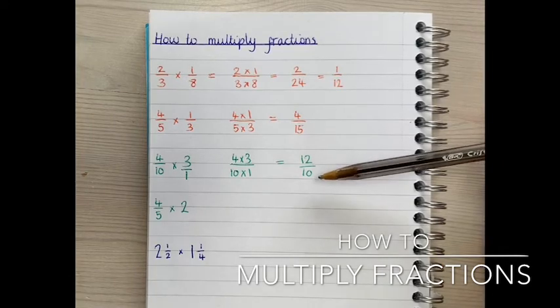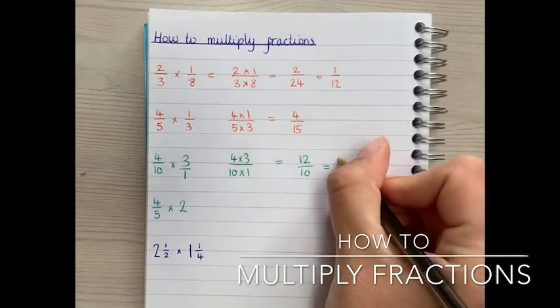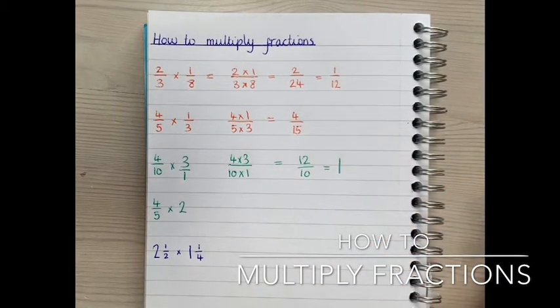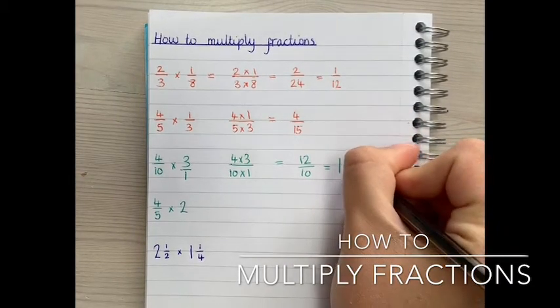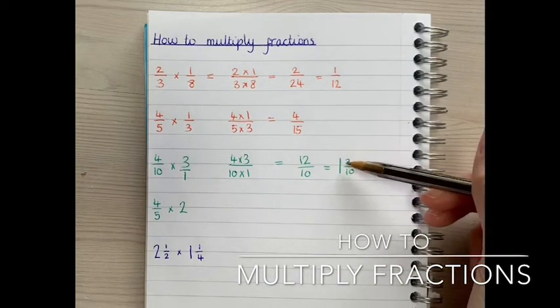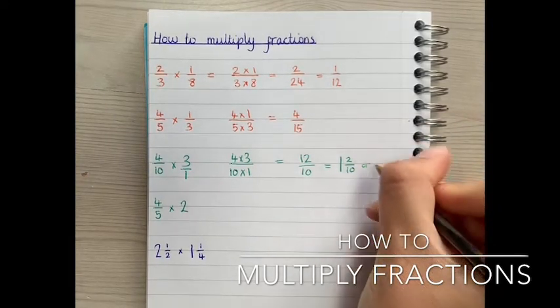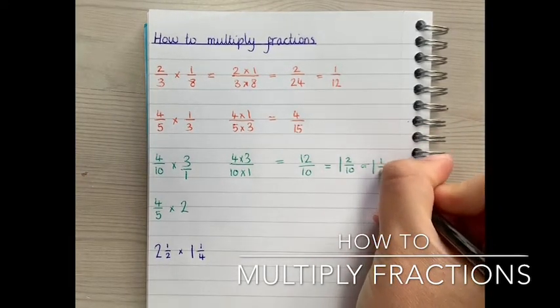So how many 10s go into 12? We know that's 1. 1 whole, with 2 remaining, and then my denominator stays the same. However, I could go even further than this because that fraction there can be simplified even more into 1 and 1/5.